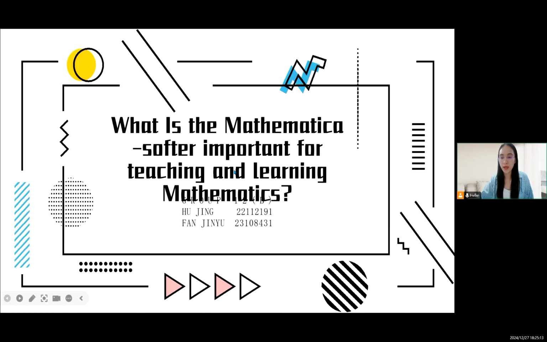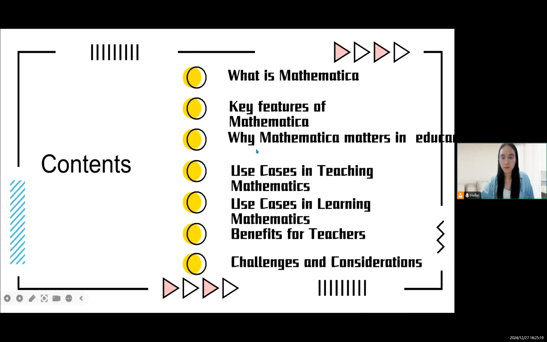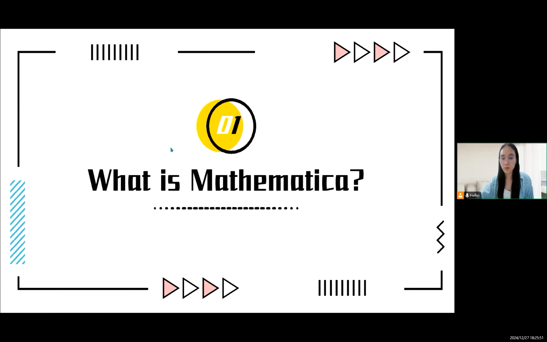Since my group member has introduced the first four parts of our topic, they are what is mathematics, key features of mathematics, why mathematics matters in education, and use cases in teaching mathematics. And I will introduce the following four parts of our topic. There are use cases in learning mathematics, benefits for teachers, and challenges and considerations. Finally, I will make a brief conclusion of what we have talked about today. And let's move on.